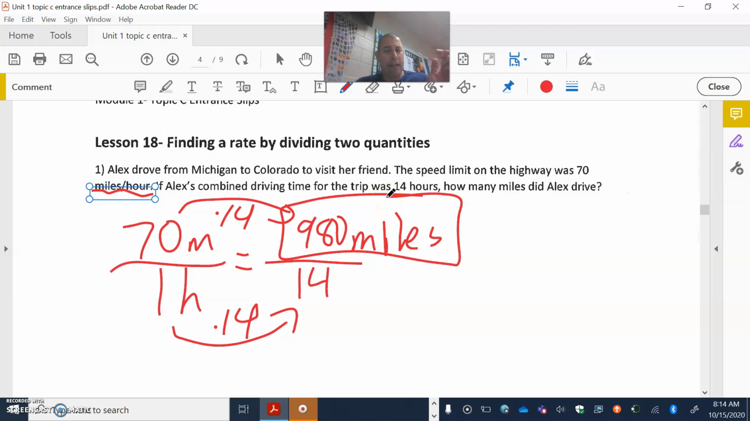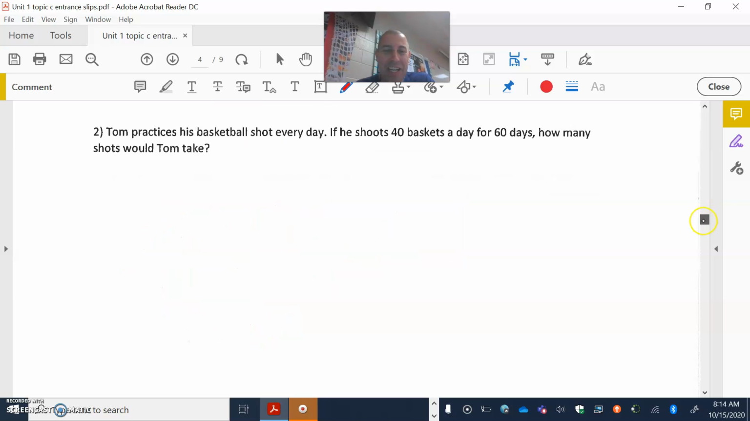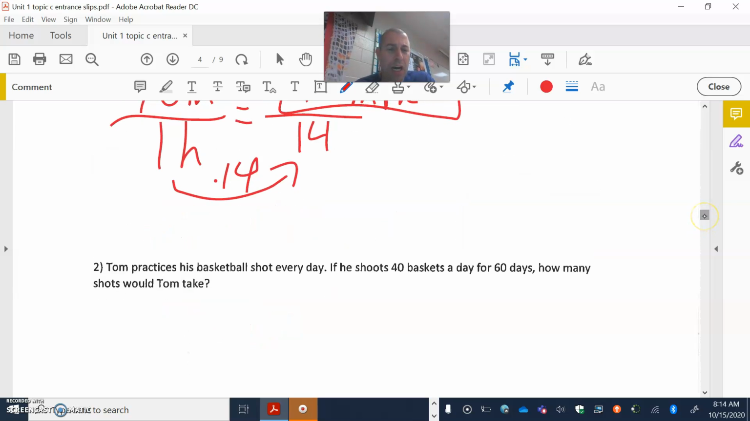So, like I said, if you ever see some of these problems and you realize ahead of time, wait a second, shouldn't I just multiply right away? Go ahead and do that. But again, that's the behind the scenes action. So, question number two here. Tom practices his basketball shot every day. If he shoots 40 baskets a day for 60 days, how many shots would Tom take? Okay, again, if you recognize 40 baskets a day, 60 days, hey, 2,400, sorry.